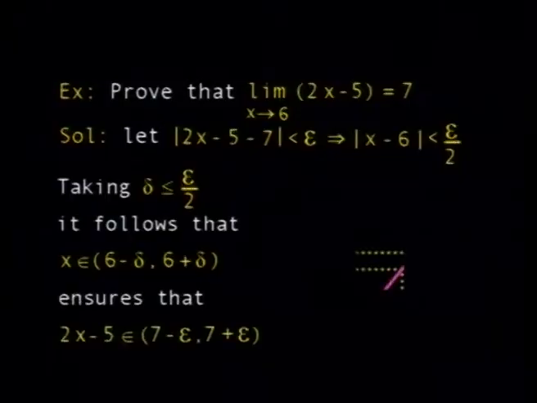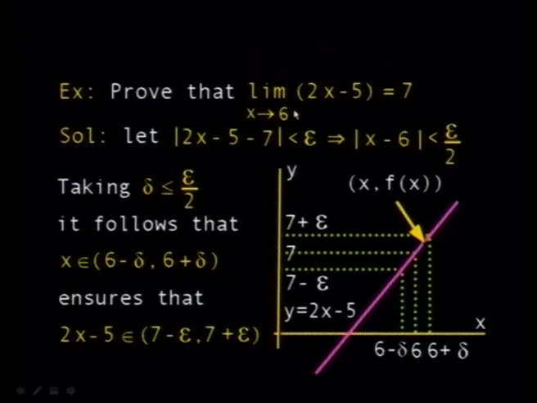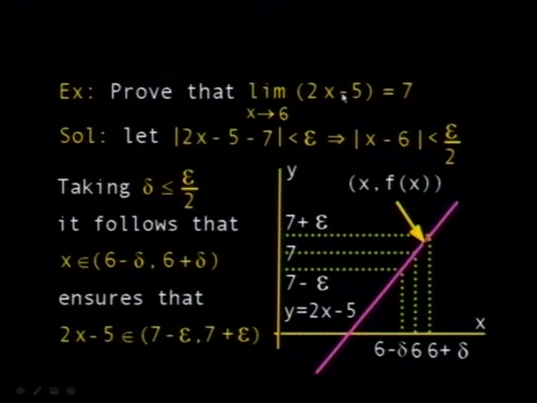Now, suppose we take an example. 2x minus 7, when x tends to 6, does this have a limit? Of course, this function is defined at the point x equal to 6, but that's not of importance. The important thing, it may not be defined. The important thing: does it approach the value 7 as x approaches 6?